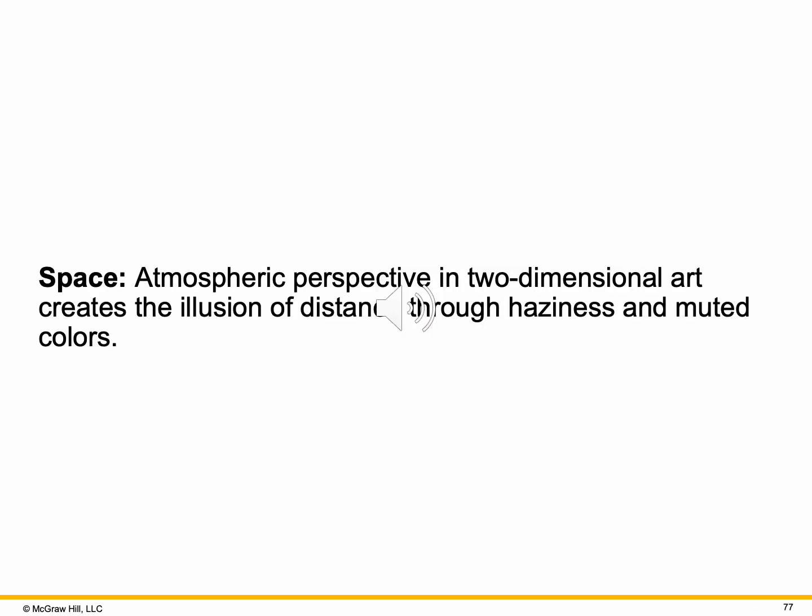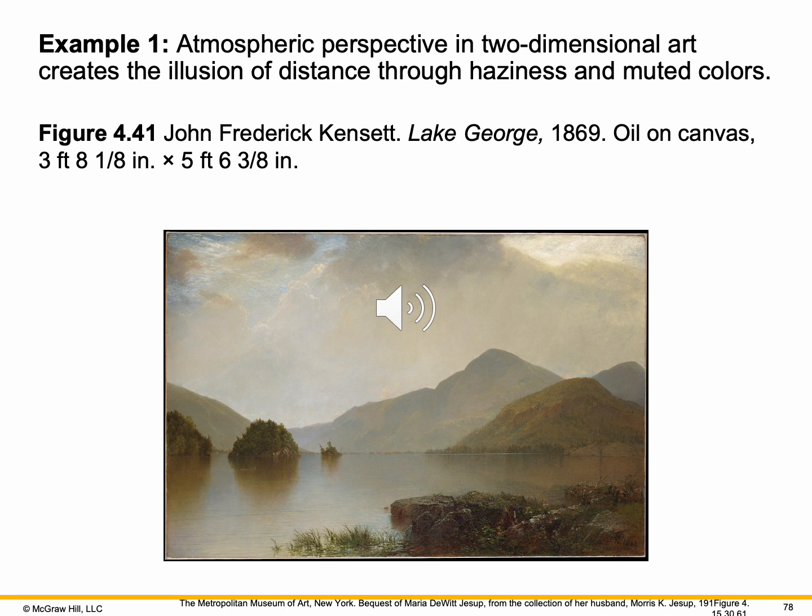Space. Atmospheric perspective in two-dimensional art creates the illusion of distance through haziness and muted colors, as we can see in this work by John Frederick Kensett.